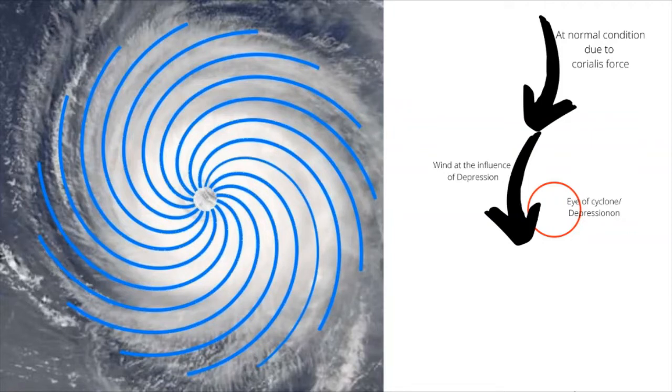But when a depression occurs either in the Arabian Sea or in the Bay of Bengal, the wind will be deflected towards the depression, so that it will turn towards the left. So it will spiral up and it will cause a cyclone.